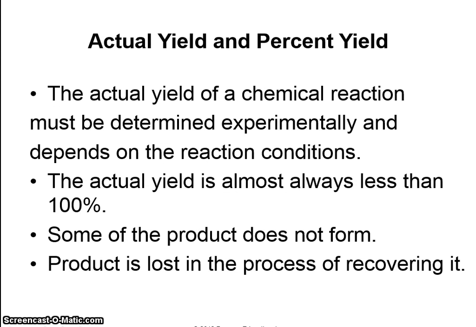The actual yield of a chemical reaction depends on a lot of things. Experimentally, you might lose your reactants. Things happen in processing, and the actual yield in any given reaction is usually less than 100%. To be above 100%, you're making product that can't possibly be. In that case, maybe there's contamination or something like that going on. So some of the product does not form normally, and the product is lost in the process of creating it or recovering it.